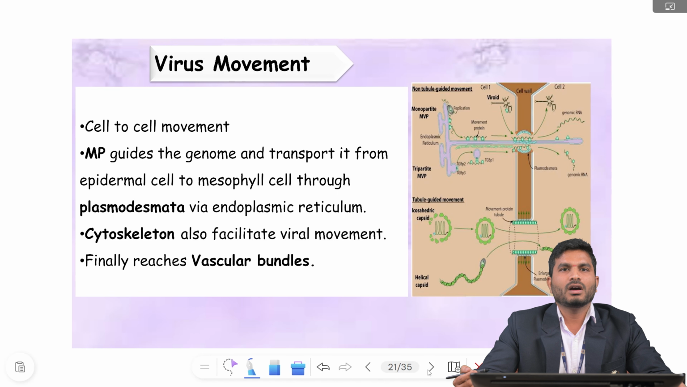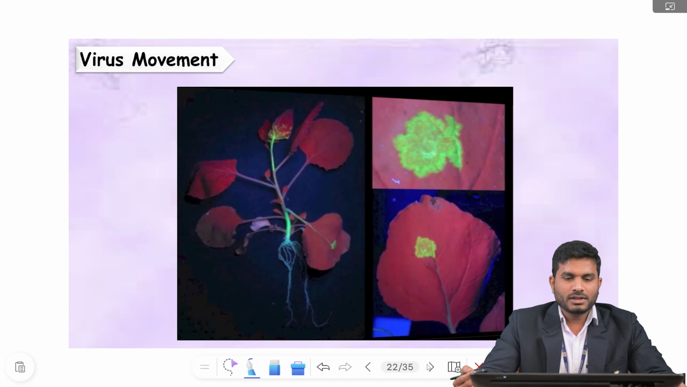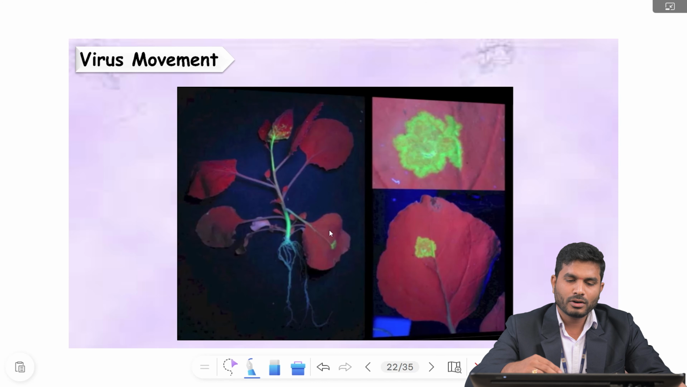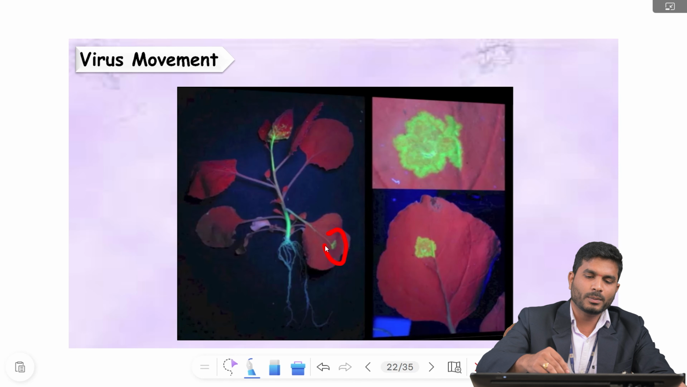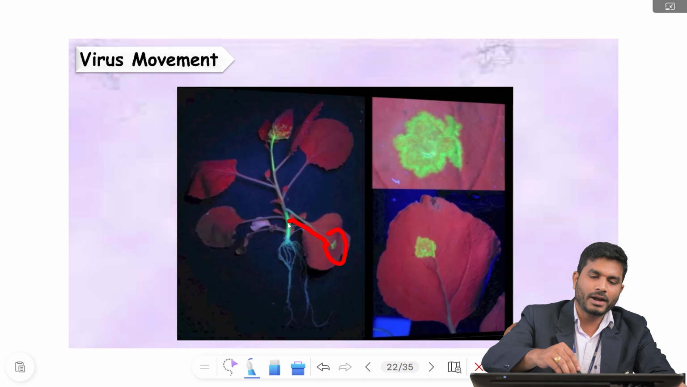Coming to virus movement, after replication the virus must move throughout the plant. Movement proteins modify plasmodesmata to allow viral RNA to pass from cell to cell. The virus then travels from the epidermis to mesophyll cells and ultimately into vascular bundles for systemic spread. The plant cytoskeleton supports this intracellular transport. This is a photograph depicting virus movement. In this leaf, they have agro-inoculated the virus with GFP, green fluorescent protein. The virus starts moving from the leaf through the plant, and through phloem and xylem the virus moves throughout the entire plant.